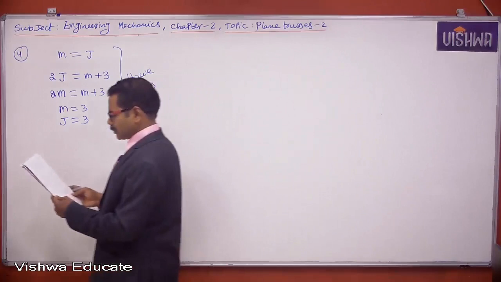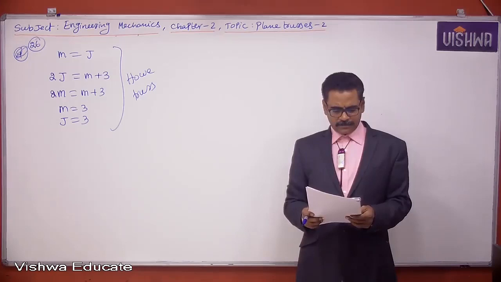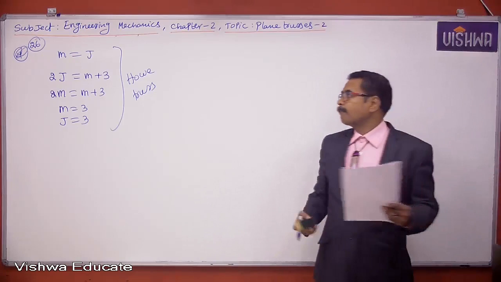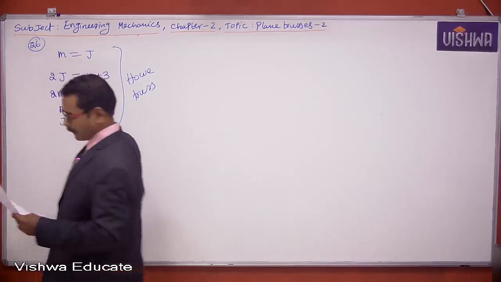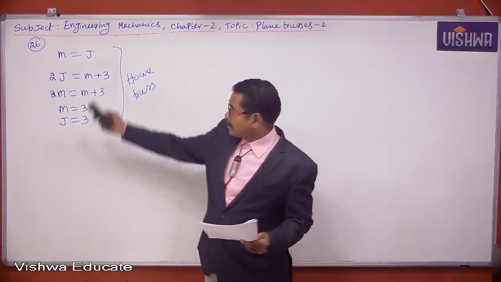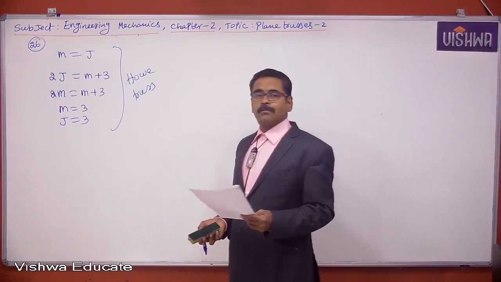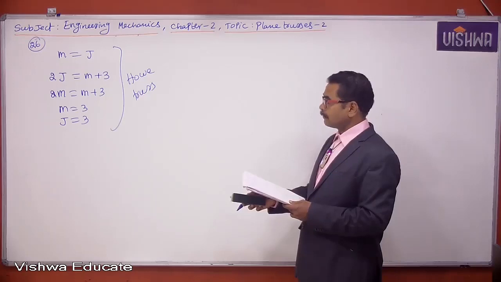Sorry, this is the 26th numerical, right? In the previous session we did the 23rd, 24th and 25th numericals. I might have written the number wrong. At the end of the previous session, we did the 23rd, 24th and 25th numericals, right? If I wrote it wrong, please correct it. Let's move to another numerical.